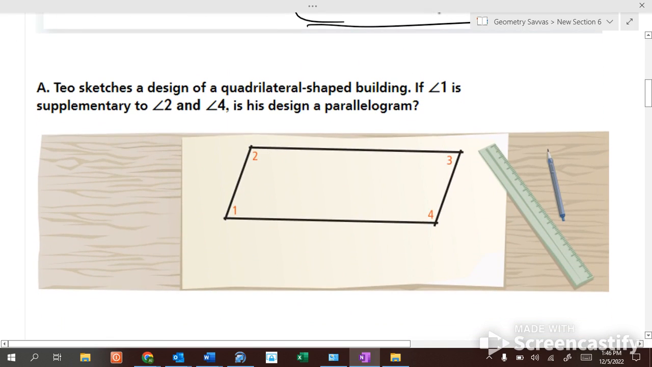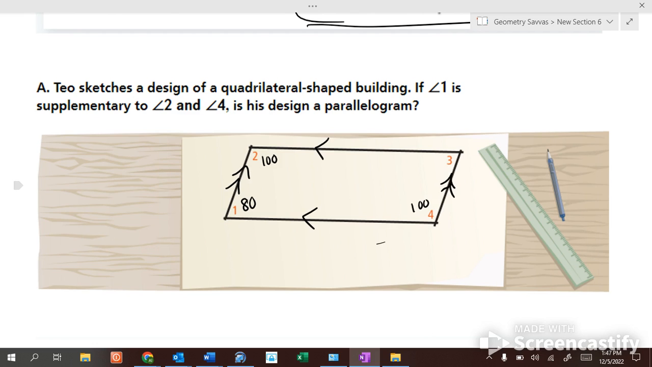Okay? So, Teo sketches a design of a quadrilateral shaped building. If angle 1 is supplementary to both angles 2 and 4, is this a parallelogram? So if this is 80 degrees and this is 100 degrees and this is 100 degrees, would this be a parallelogram? And the answer would be yes. Because if this is 80 and this is 100, this is parallel to this. And if this is 80 and this is 100, this is parallel to this because they're same side interior angles. And once we get two pairs of opposite sides parallel, it's a parallelogram. That's the definition.